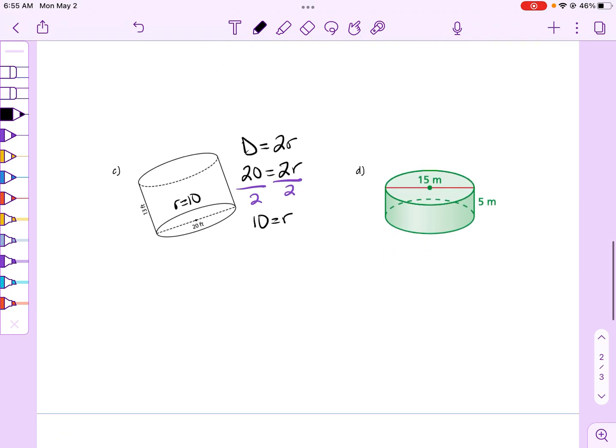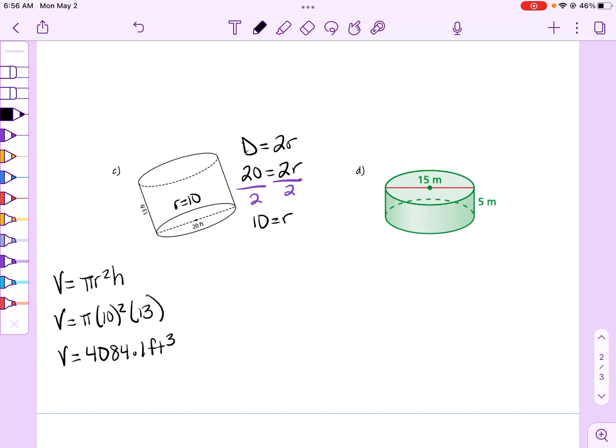And now that I know that, I can actually use my formula. Pi r squared times height. Note the fact I'm using 10 and not 20, because that's really going to affect your overall answer. And I'm just substituting the result for the variable. When I put this in the calculator, I get 4,084.1 feet cubed.